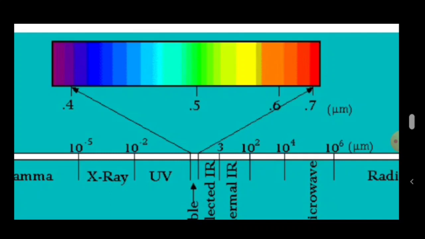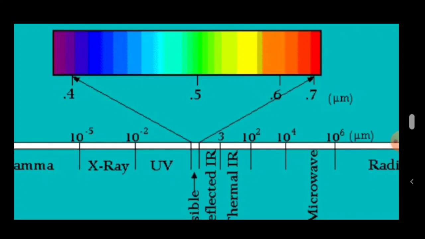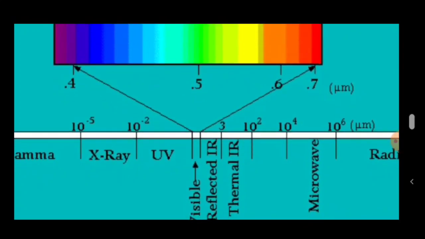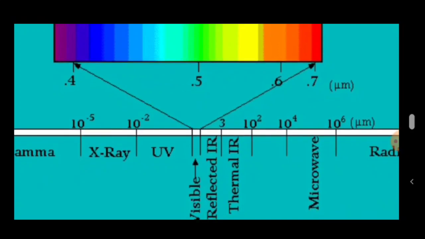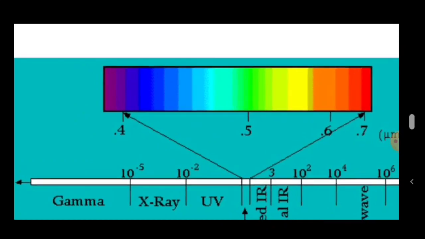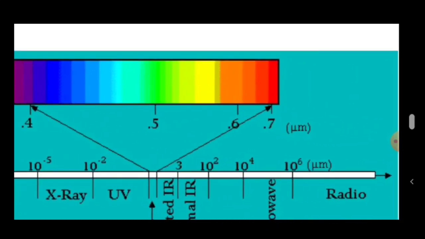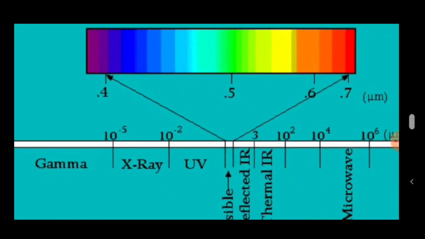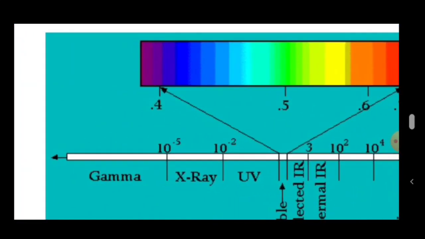Visible wavelengths cover from 0.4 micrometers to 0.7 micrometers approximately, and the longest visible wavelength is red and the shortest is violet. Longest is red, shortest is violet.